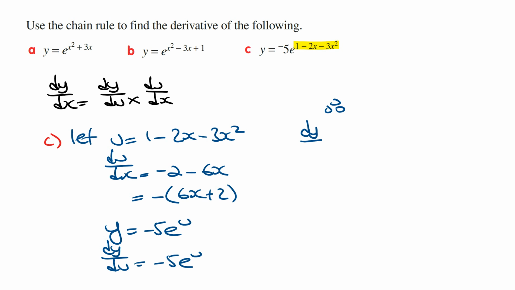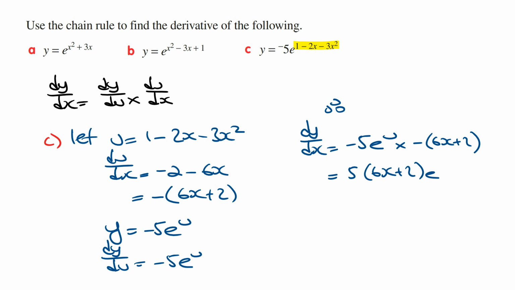And so dy dx is going to be dy du, minus 5 times e to the u, times du dx, which is minus times 6x plus 2. Cleaning this up, this is going to be 5 times 6x plus 2 times e to the u. And all we do now is sub u back in as a function of x, and so this is going to be 5 times 6x plus 2 times e to the power of 1 minus 2x minus 3x squared.